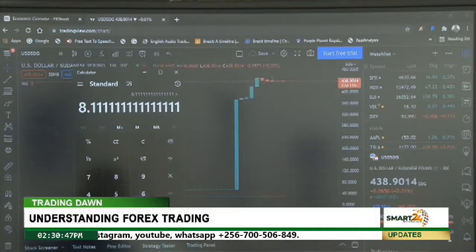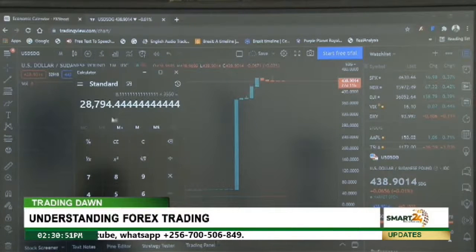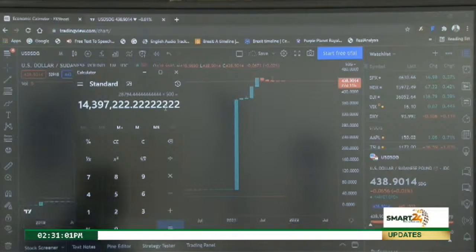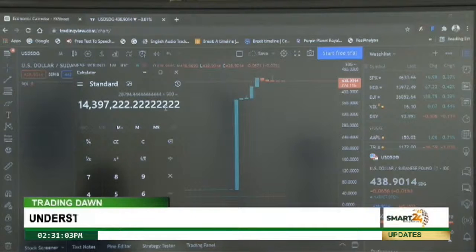Then times our 3550, that is 28,794. So if you get that times $500, that would be the price of that TV, 14 million shillings for a $500 TV. So this move is actually very significant.